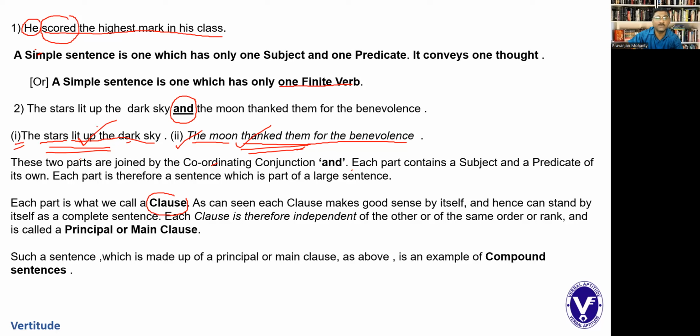Okay, so we understood what is a simple sentence. And here we understand what is a compound sentence. Right? It says it is made up of principal or main clauses. There will be one or more principal or main clauses, not just one single. It will have more than one principal clause.